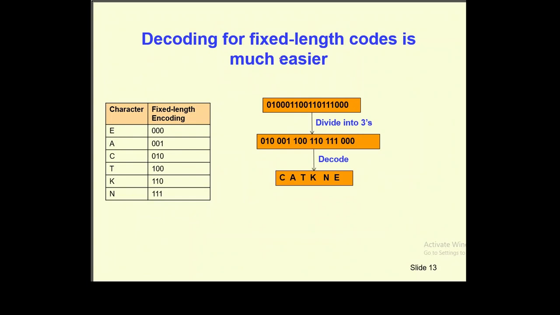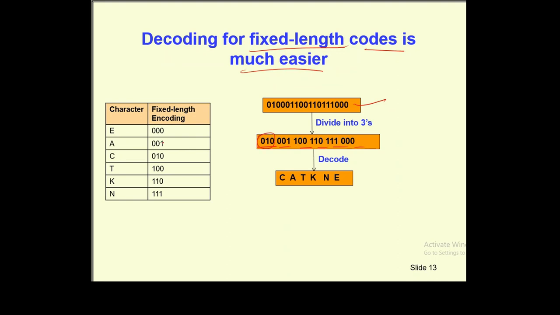So let's assume the case of fixed length codes. Decoding in the case of fixed length codes will be very easy. Suppose we are representing each character by a 3-bit pattern. So E by 000, A by 001, C by 010. You can see here we have provided each character a fixed length pattern. Suppose this is the encoded text or string. We can start from here, as each character has a 3-bit pattern. So we can simply divide this pattern into 3-bit groups, like we'll separate this string into 010, 001, 100.